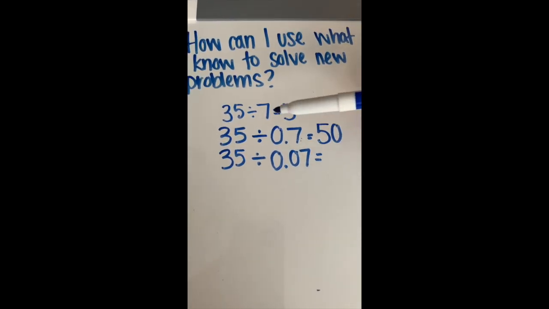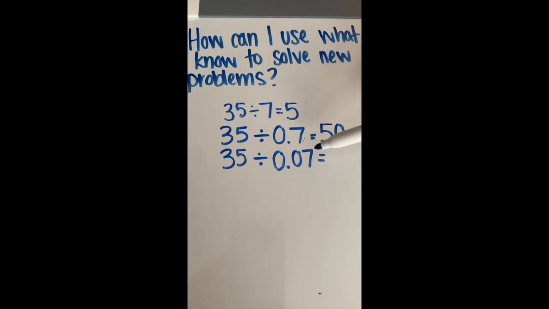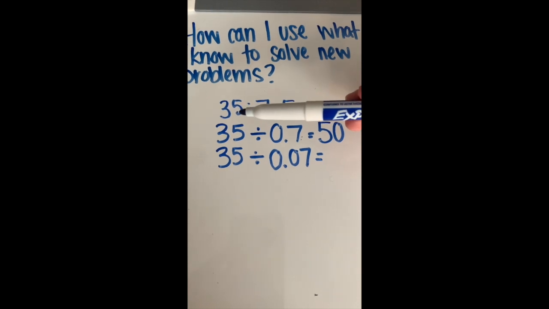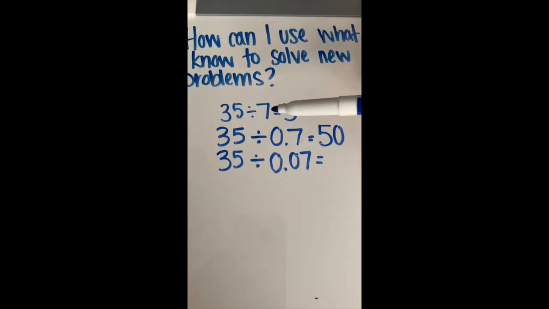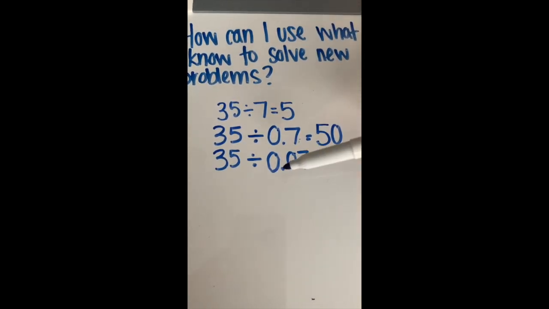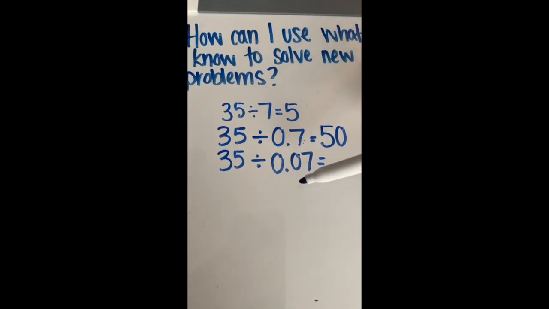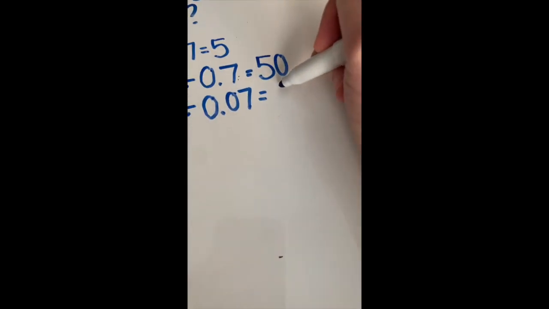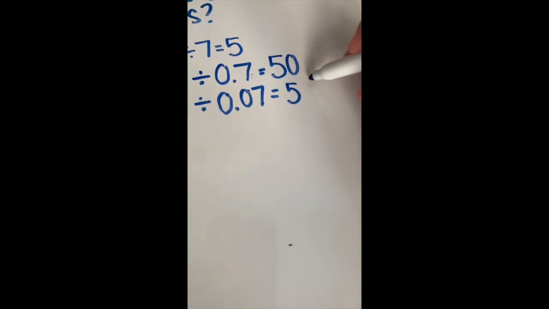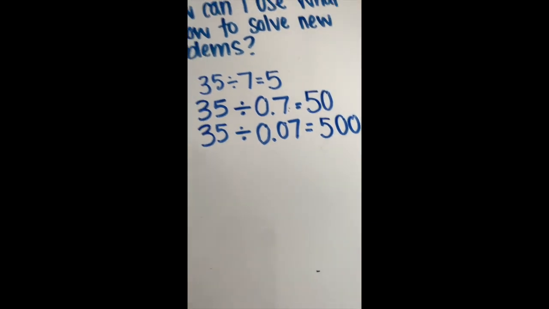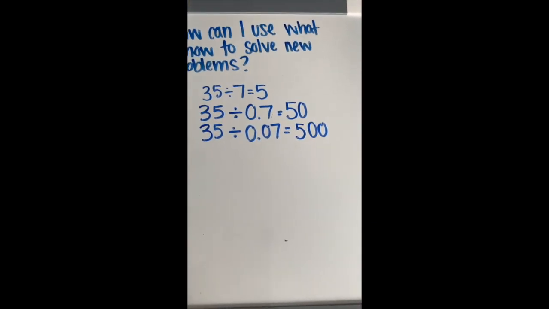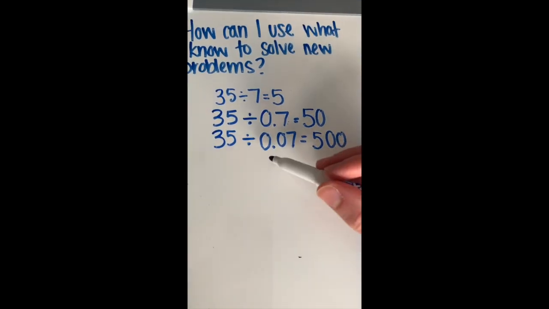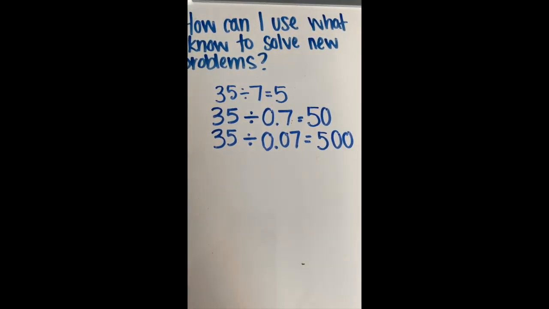So it's going to take me way more 7/100 to get to 35 than it took me 7/1 to get to 35. And let's look at this relationship again. 7/100 is 100 times smaller, so my quotient is going to be 100 times greater. It's going to take me 500 7/100 to get to 35.